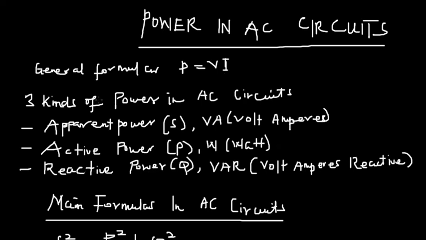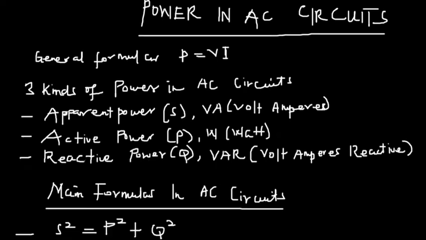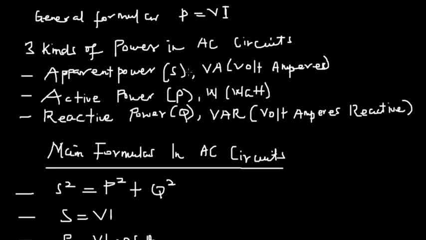Let's move on to the three kinds of power in AC circuits. We have the apparent power, that's S, measured in volt amperes. Active power, that's P, the main power, measured in watts. And then we have the reactive power, that's Q, measured in VAR. This is not video assistant referee, this is volt amperes reactive. These are the three main powers in AC circuits: apparent, active, and reactive power.